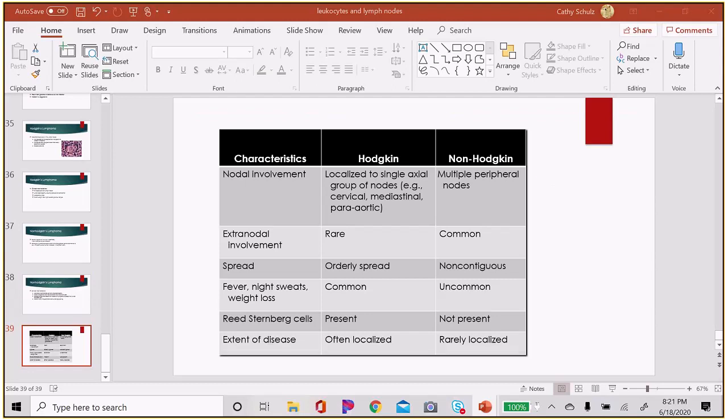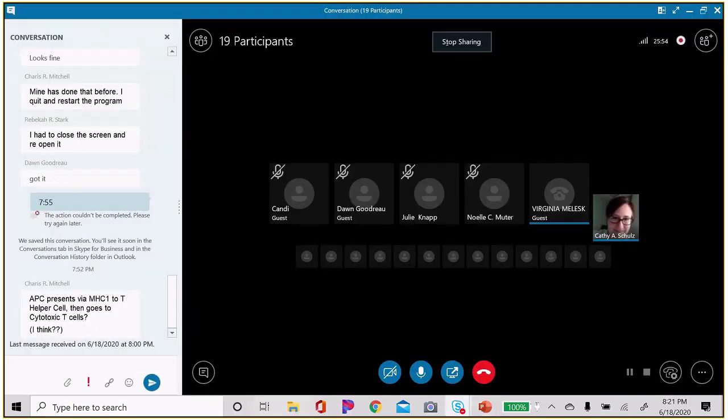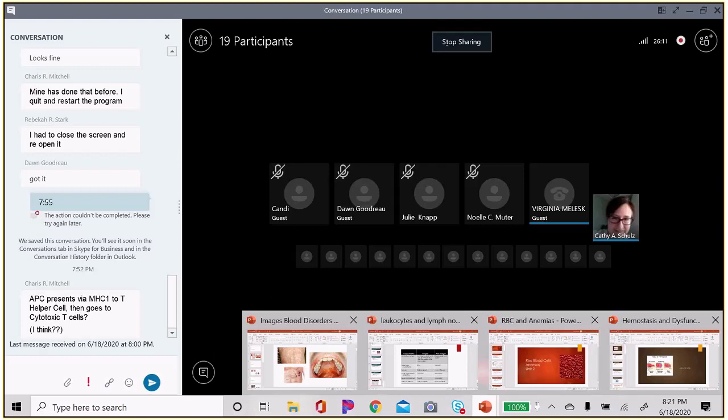Any questions related to leukemias or lymphomas or the white blood cell stuff that we talked about before we move on and start talking about red blood cells? Okay.